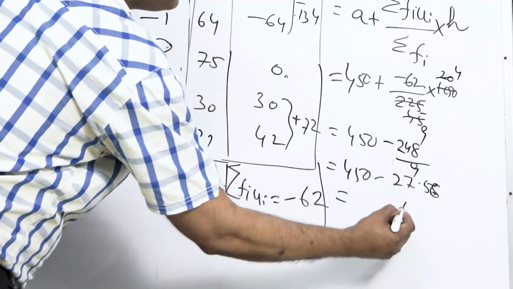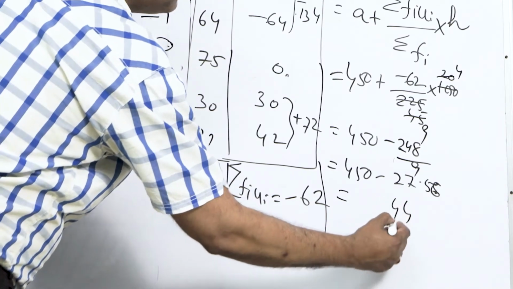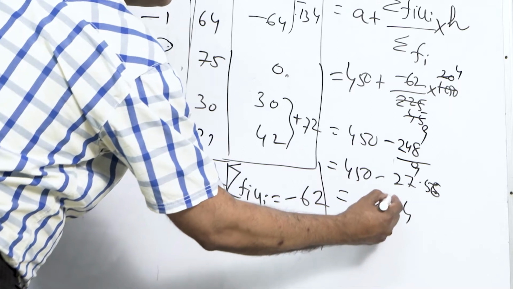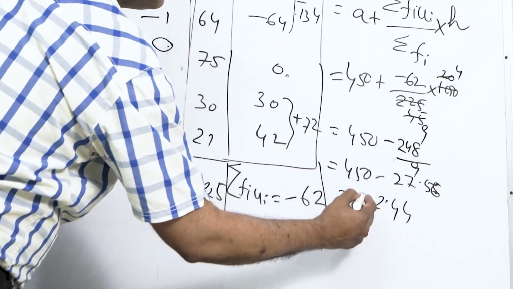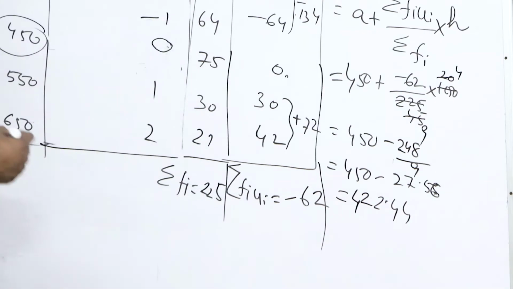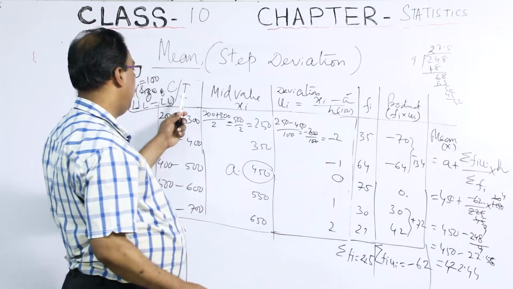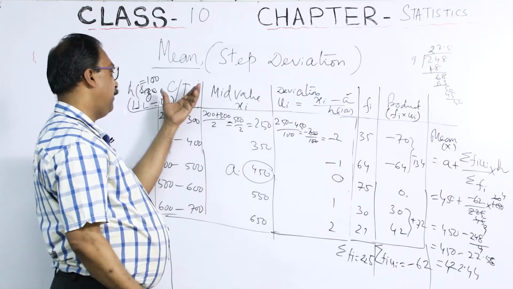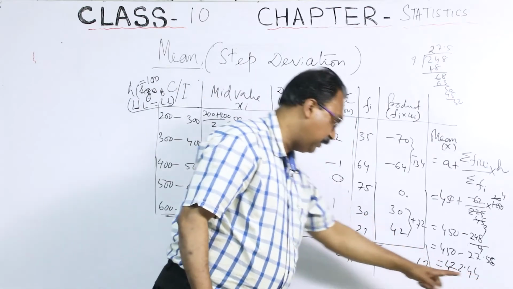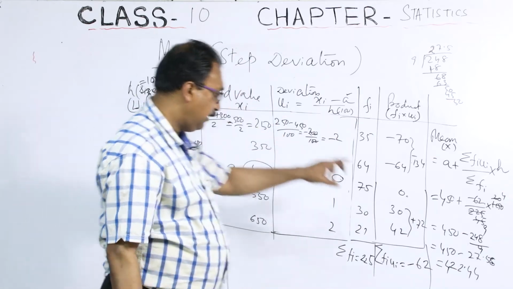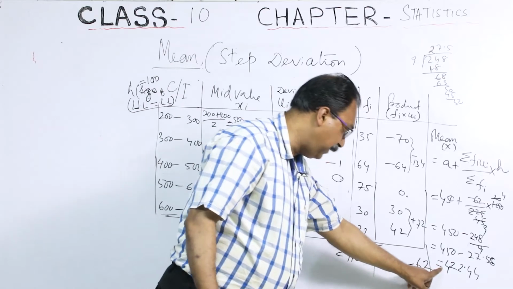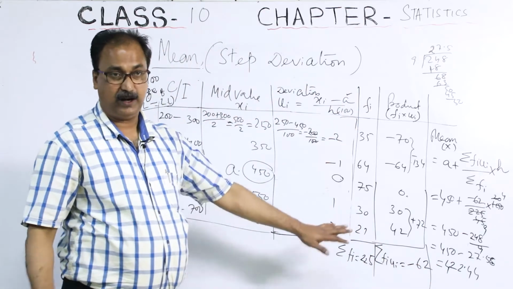So it's 422.44. If nothing is mentioned here, you can keep it like this. If they are having marks, you write marks. If they are having height in centimeter, you write centimeter. If you write weight in kg, you have to write kg. If you write rupees, you have to write rupees. It depends on the question what you have to write in the answer.